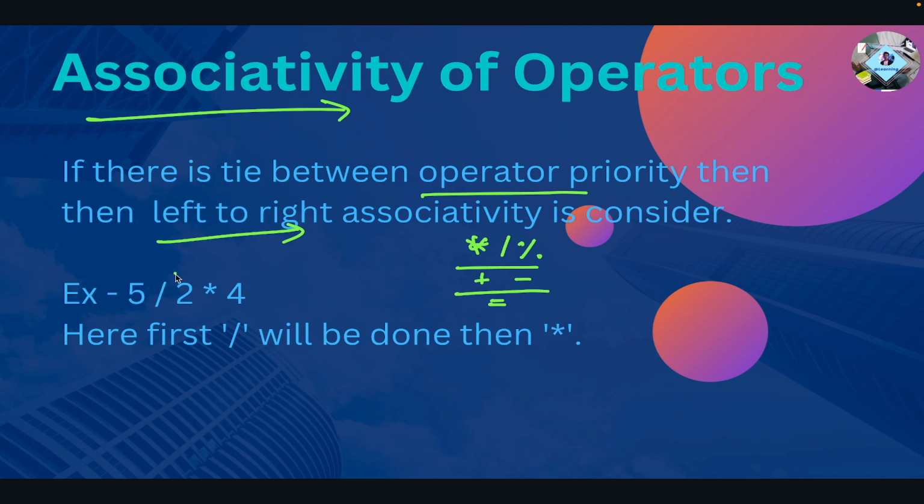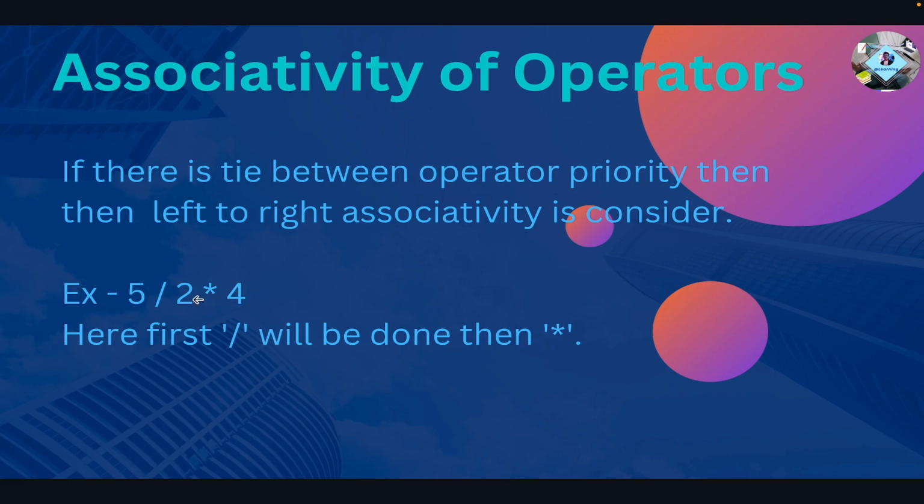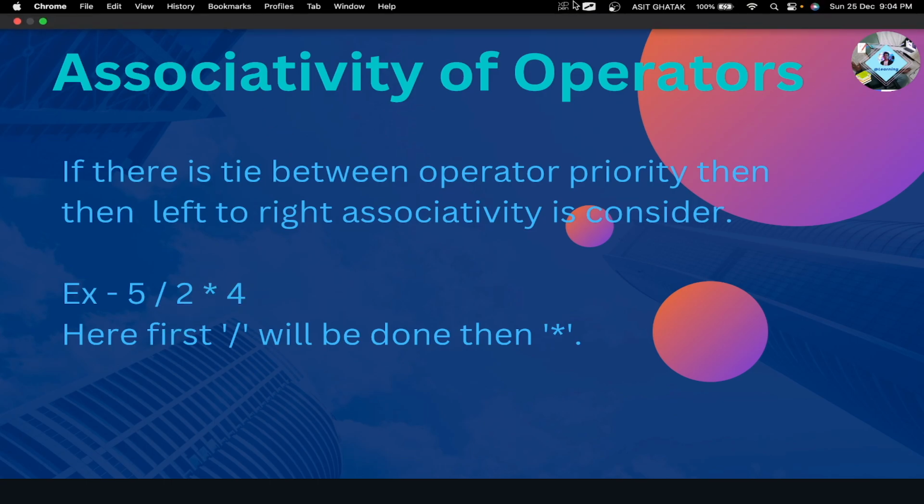So in this case there is a division and there is a multiplication. The priority is the same for division and multiplication, but what will be considered first? As this is on the left side, so left to right, first of all we will calculate the left one, then after that. Okay, so 5 by 2 will be calculated first, then that into 4 will be calculated next. Okay, just a second.